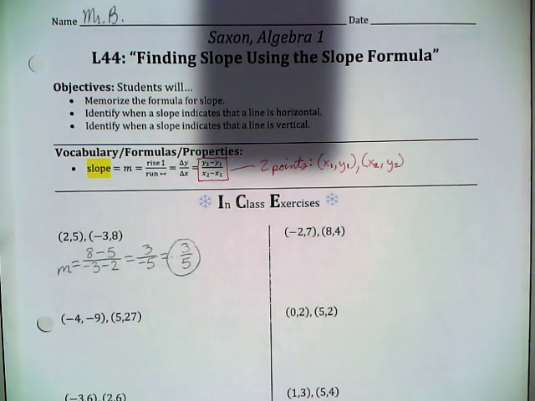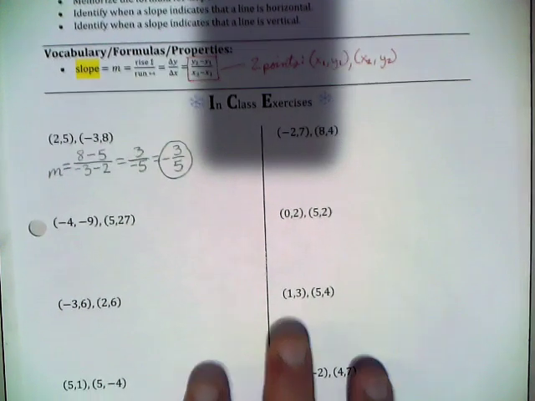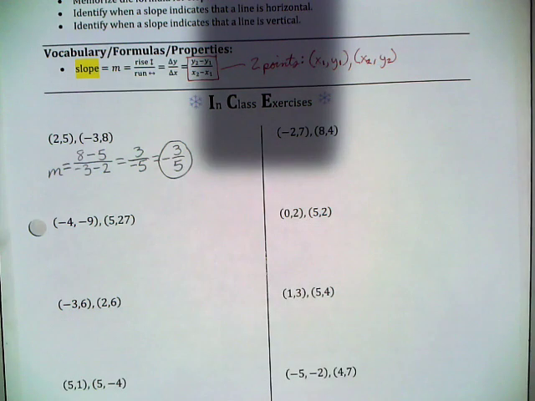Taking what we learned in a previous lesson then, this slope of negative 3/5 should tell you that this is going downhill. If we were to graph these 2 points out, as we move from left to right, this would be going downhill.